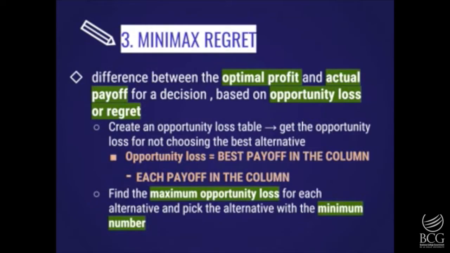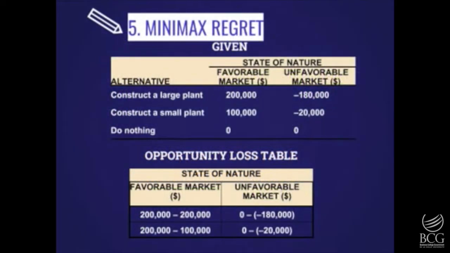First, we make an opportunity loss table. We select the best payoff for each column. For the favorable state, we have $200,000, and for the unfavorable state, we have $0. After, we subtract each value in the table from the corresponding best column payoff as shown below the given.